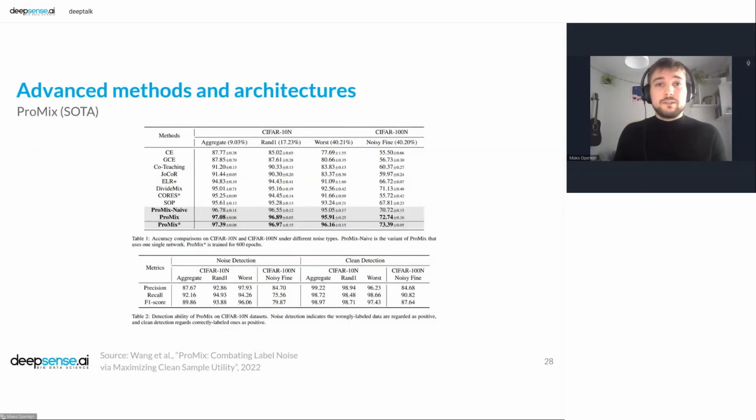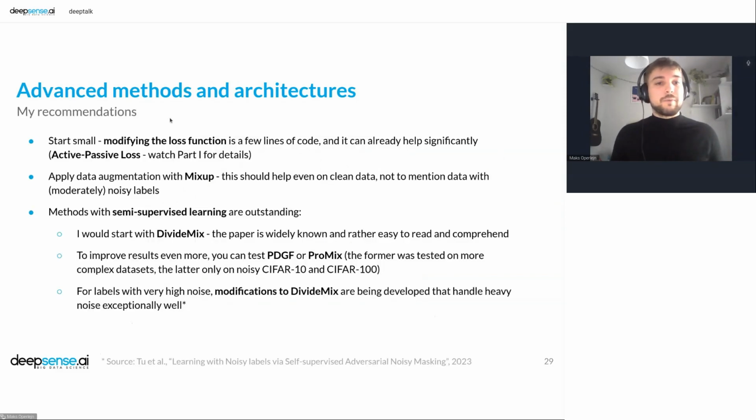So at this point, PROMIX achieves the best results, but it's worth considering that we got different benchmarks and different types of noise. So it probably will not always be the best, because it was tested on CIFAR-10 and CIFAR-100. So here are some recommendations from me on how to approach the problem of training on noisy labels.